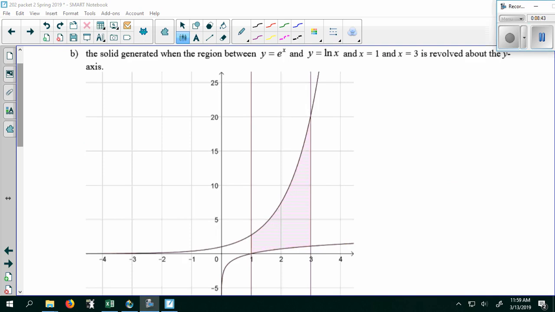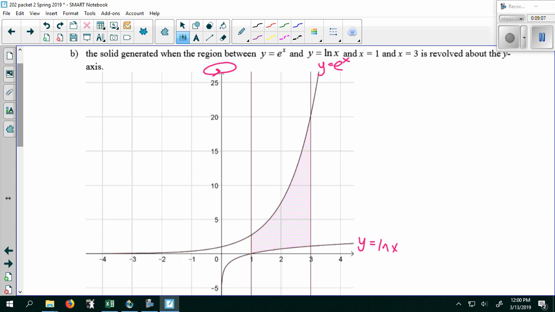Okay, for this next problem, I am rotating the region shown. It's bounded by e to the x, ln x, x equals 1, and x equals 3. Here's y equals ln x. This is y equals e to the x. And then x equals 1 and x equals 3 are the vertical lines. And we are revolving about the y-axis.